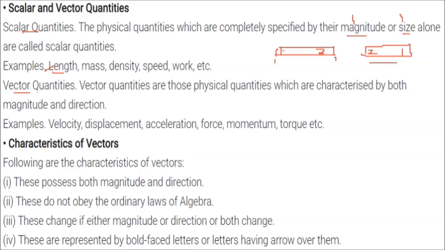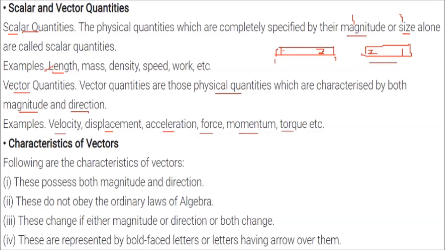When we talk about vector quantities, then vector quantities are scalar quantities with direction. So vector quantities are those physical quantities which are characterized by both magnitude as well as the direction. So it has to have a magnitude, as in scalar quantity, everything has some value with respect to some property. But the direction along with magnitude is a vector quantity. For example, velocity, displacement, acceleration, force, momentum, torque, these all are vector quantities.